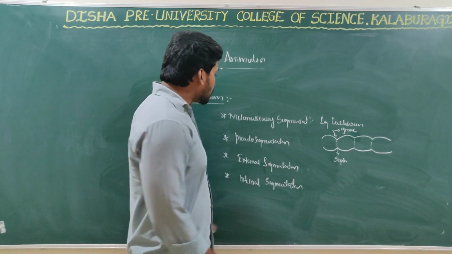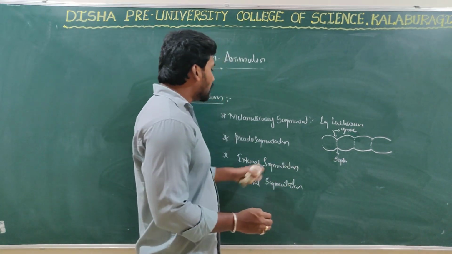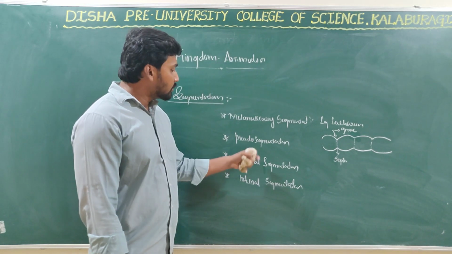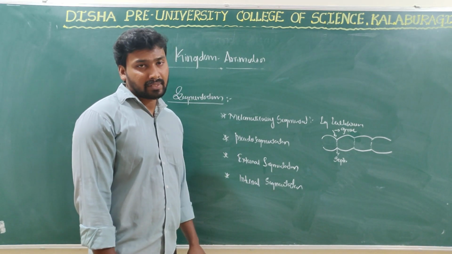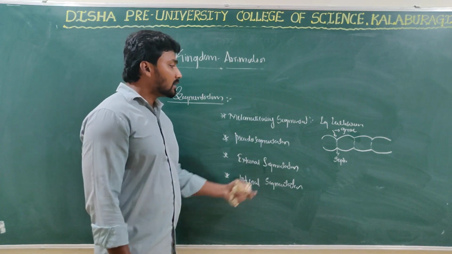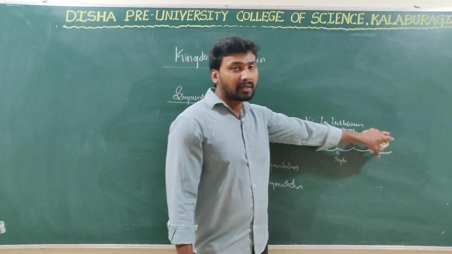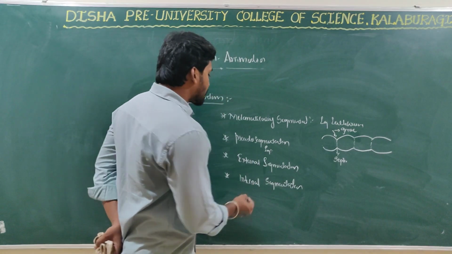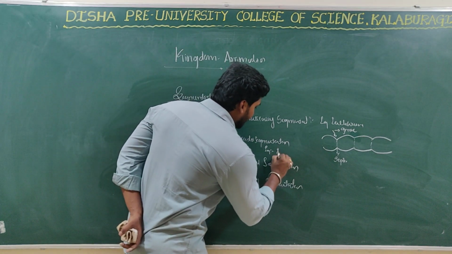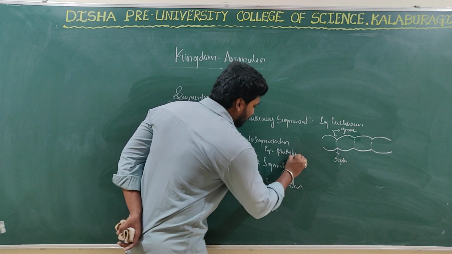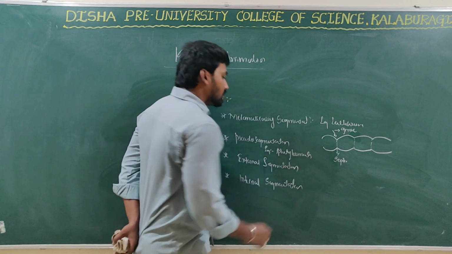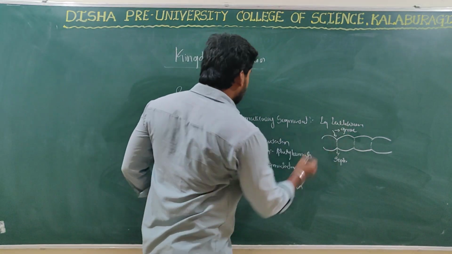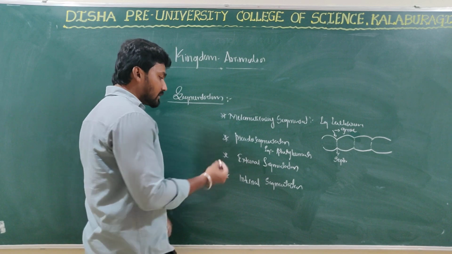And pseudo segmentation: the animals which don't show proper segmentation are said to be pseudo segmented. They only appear like segmented, but they are not segmented. The best example for pseudo segmentation is platyhelminthes, which doesn't show proper segmentation. Here, the earthworm is the best example for metamerically segmentation.